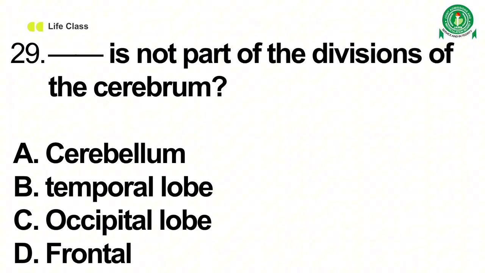Dash is not part of the divisions of the cerebrum. So the cerebrum is the largest part of the brain. So the options say A, cerebellum, B, temporal lobe, C, occipital lobe, D, frontal lobe. So the temporal lobe, occipital lobe, and frontal lobe make up the cerebrum. We also have another one which is called the parietal lobe. Yes, the parietal lobe. So these four make up the divisions of the cerebrum. However, cerebellum is a division on its own. It's not part of the cerebrum. So the cerebellum is a smaller division that hangs just behind the occipital lobe. So the correct answer is A, cerebellum.